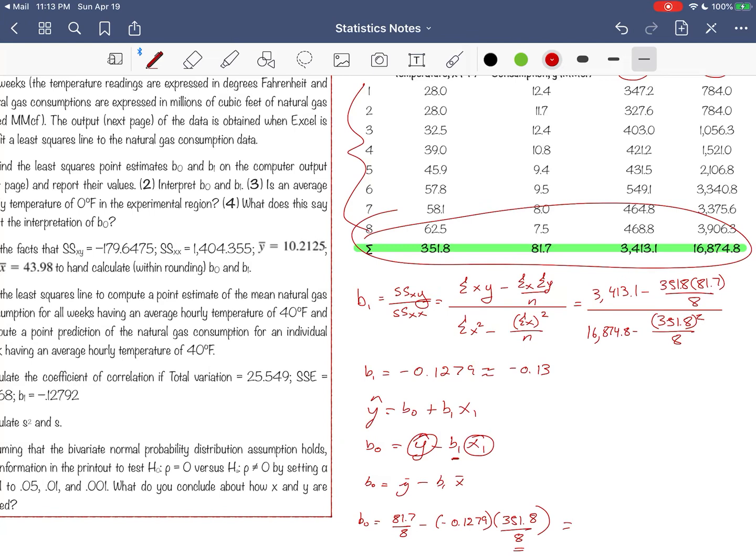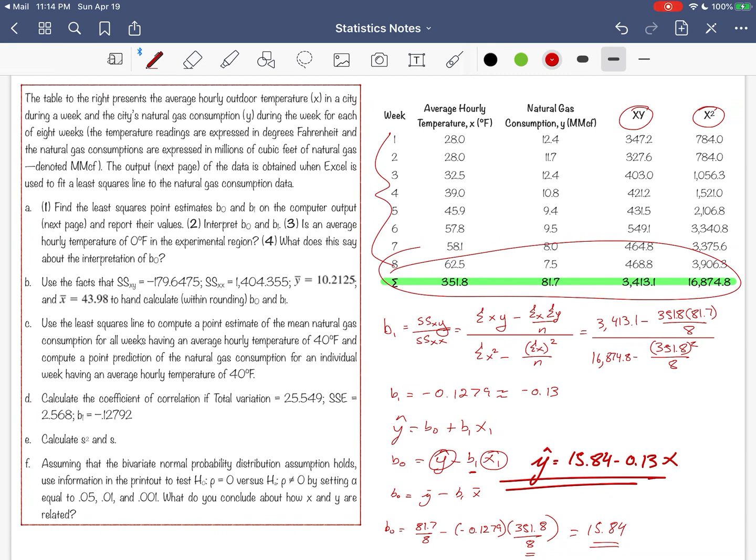The intercept of the line is 15.84. So your regression equation is, well, let's write it in a thicker font. Y is equal to 15.84 minus 0.13 x. That is your regression equation. So that answers part A, number 1.